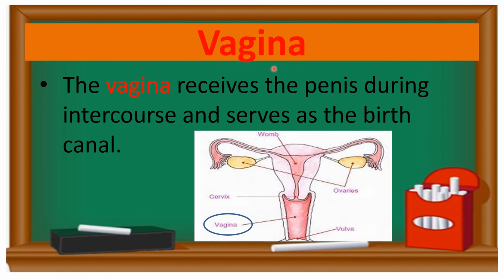So the last part of the internal female reproductive system that we're going to discuss is the vagina. The vagina receives the penis during intercourse and serves as the birth canal. As you can see here, this is the vagina. It receives the penis during intercourse, and it will serve as the birth canal, where the baby will pass through during birth.